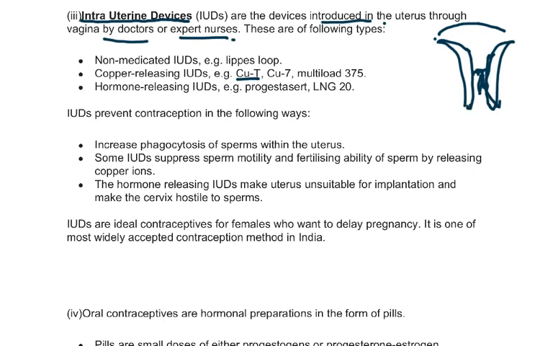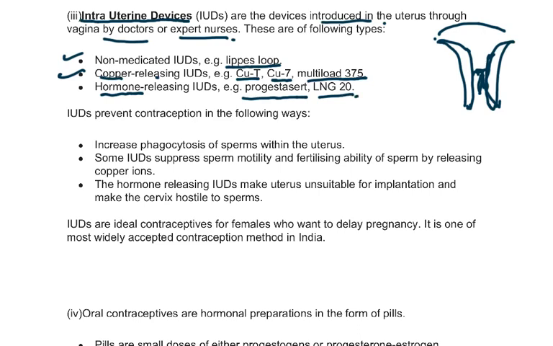Now, these devices are of three different types. One is called a non-medicated intrauterine device, commonly known as Lippes loops, whereas the second type is copper releasing, and the third type is hormone releasing. Copper releasing are the copper T's, copper 7, and the multiload 375, whereas the hormone releasing are progestasert and the LNG 20.